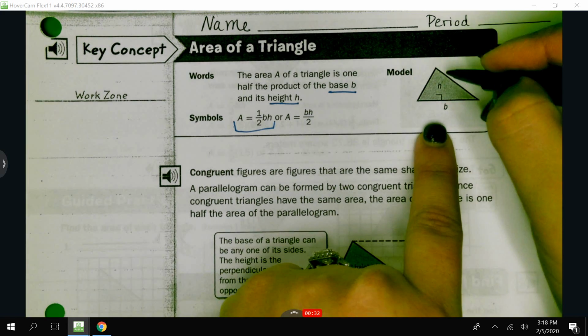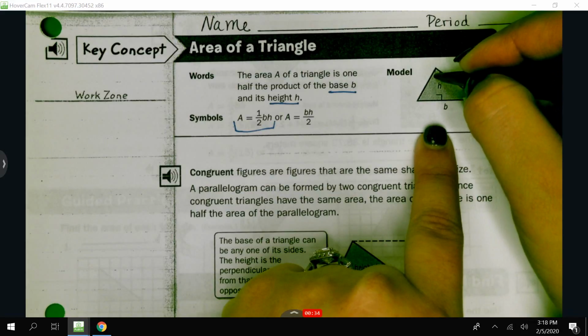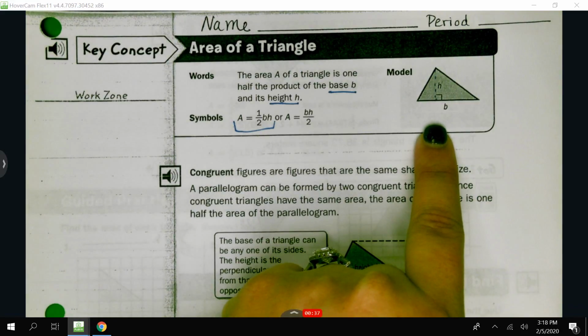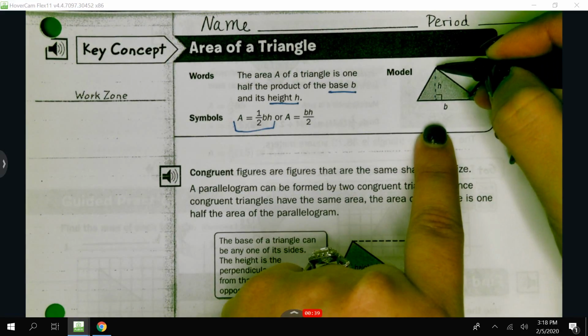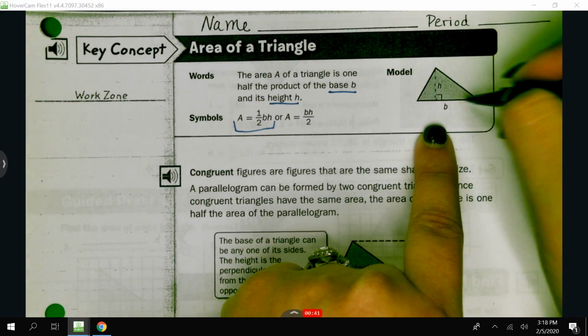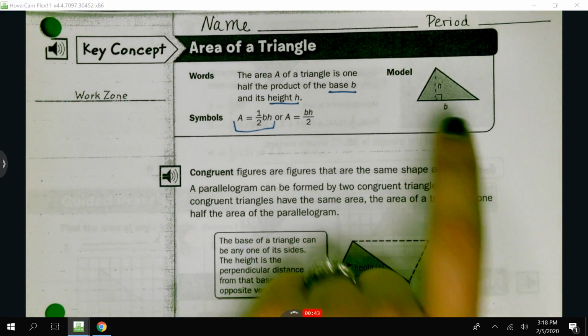So obviously here's a picture of my triangle. My height is right there. It's normally a dotted line going from the point of the triangle to the base, and then that whole bottom side length is your base.